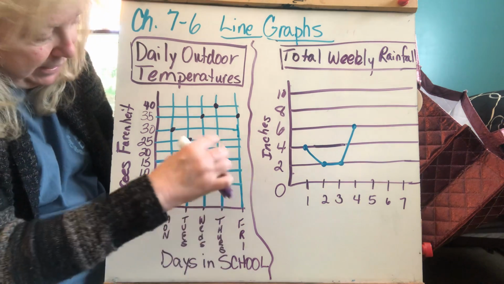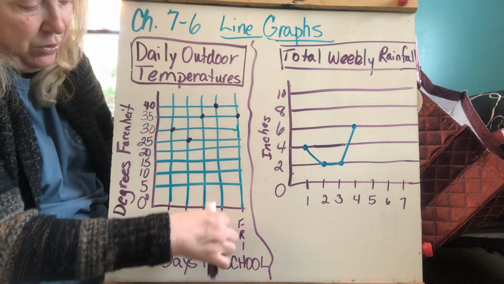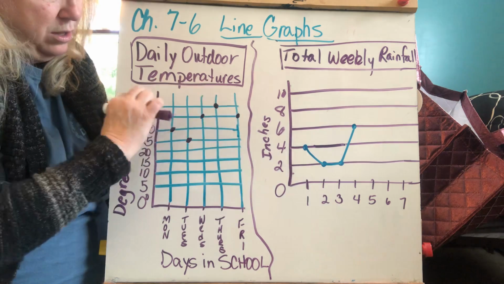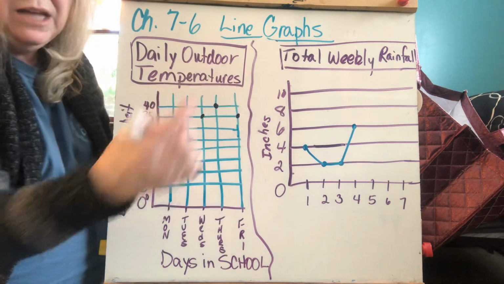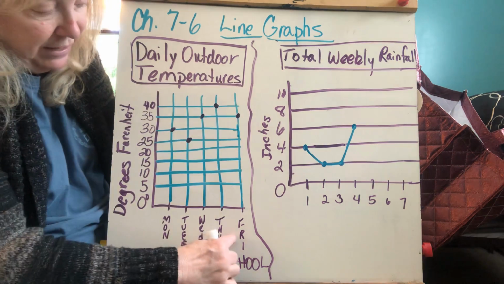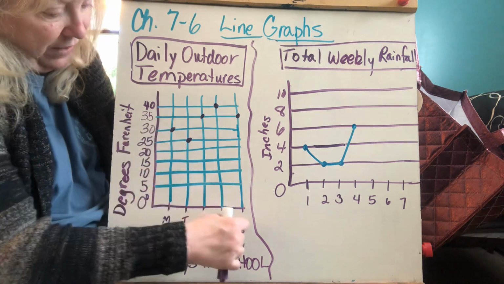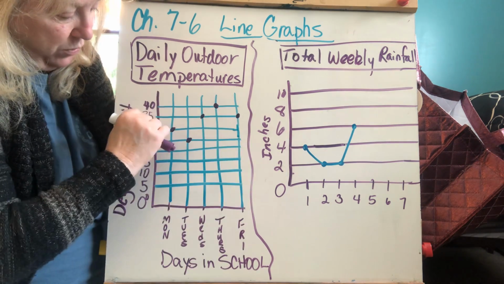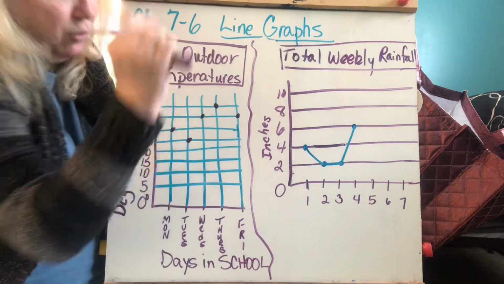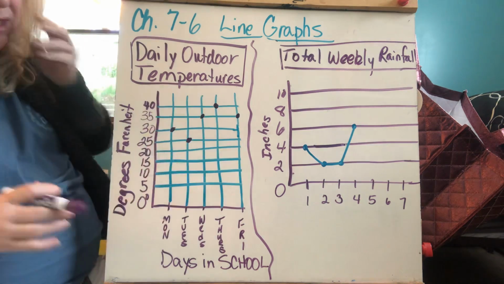Then on Thursday, it was 40 degrees. So they went over the Thursday line, across the 40, and put the dot where the two met. And then finally on Friday, it was 35. So over Friday, they went over to where it says 35 degrees and put the dot over Friday. So now you have all these dots.